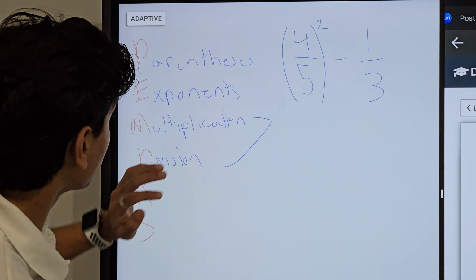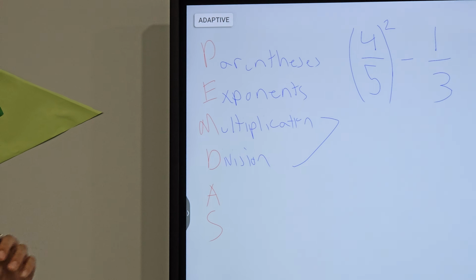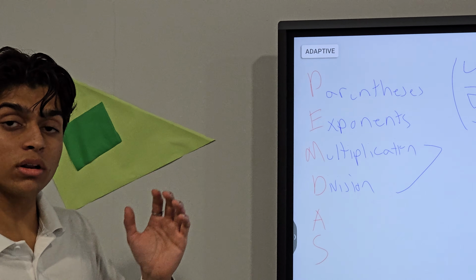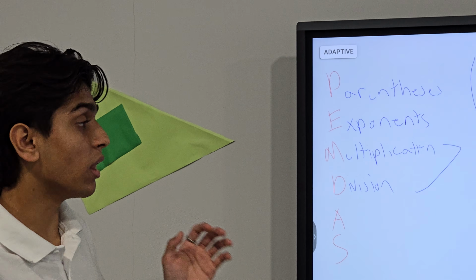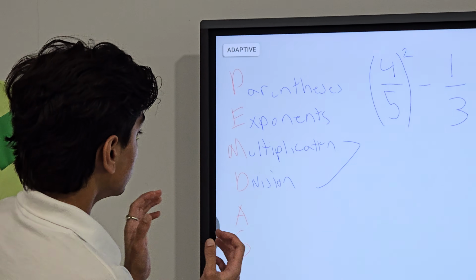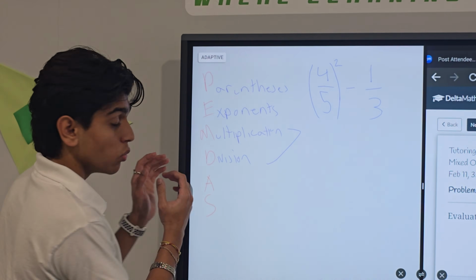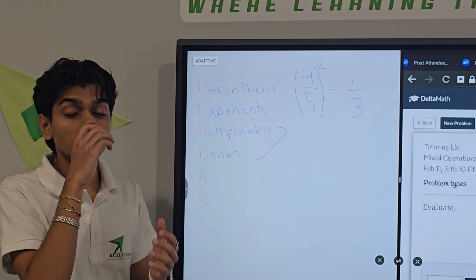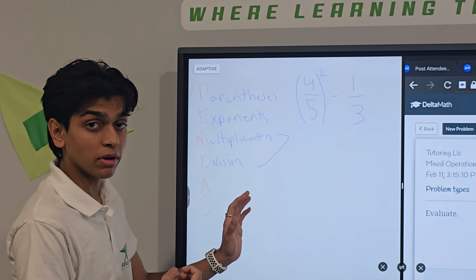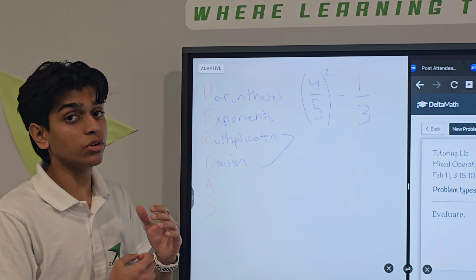And when dealing with multiplication and division, not one overrides the other. It depends on what comes first when you're reading the equation from left to right. So if multiplication appears first when you're reading it from left to right, you do multiplication first. If division appears first when you're reading it left to right, then you do division first.